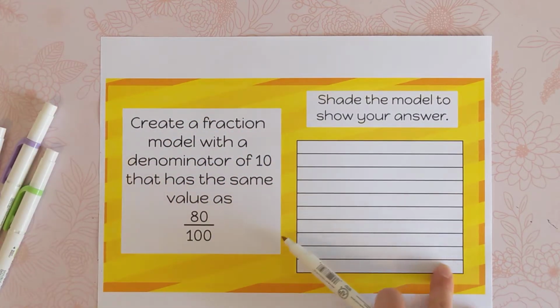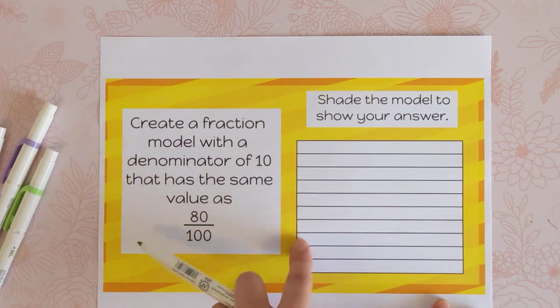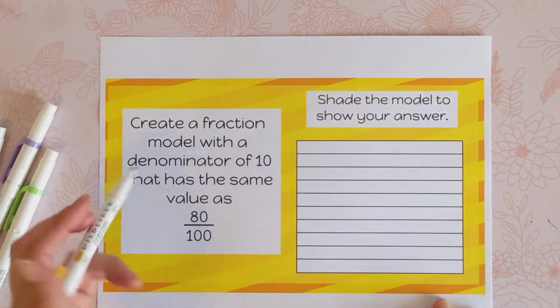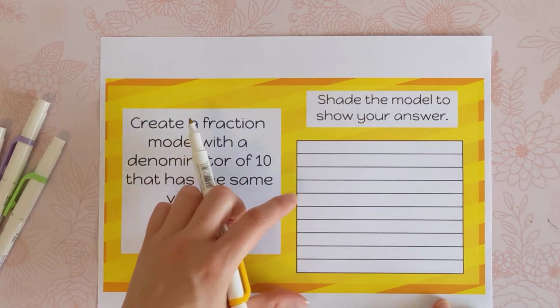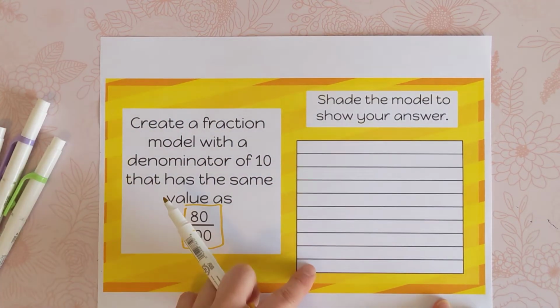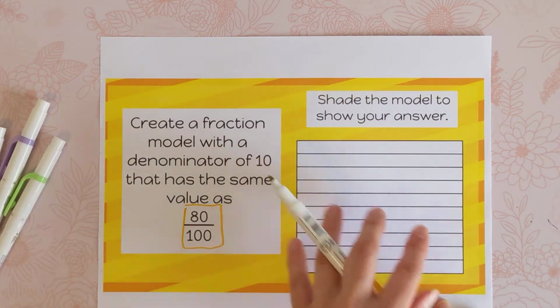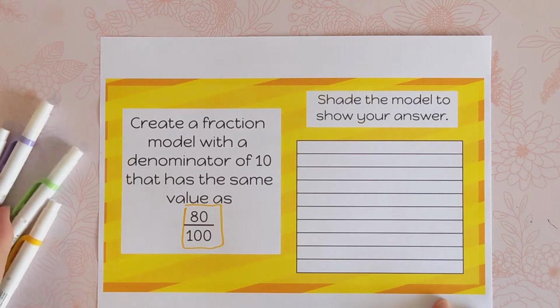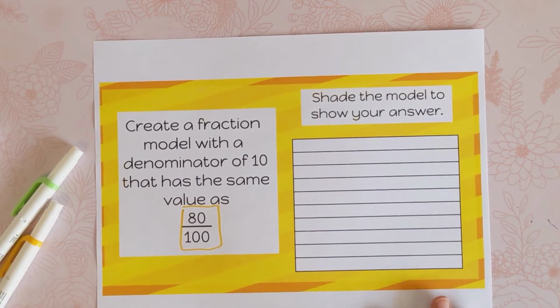pieces. But every one of these is 10, 20, 30, 40. So one thing you could do is just color this in till you get to 80, and then look and see how many tenths that is. So like 10, 20, 30, 40, and fill it in to get to 80, and then you're done. But it's good to also think about this like equivalent fractions.